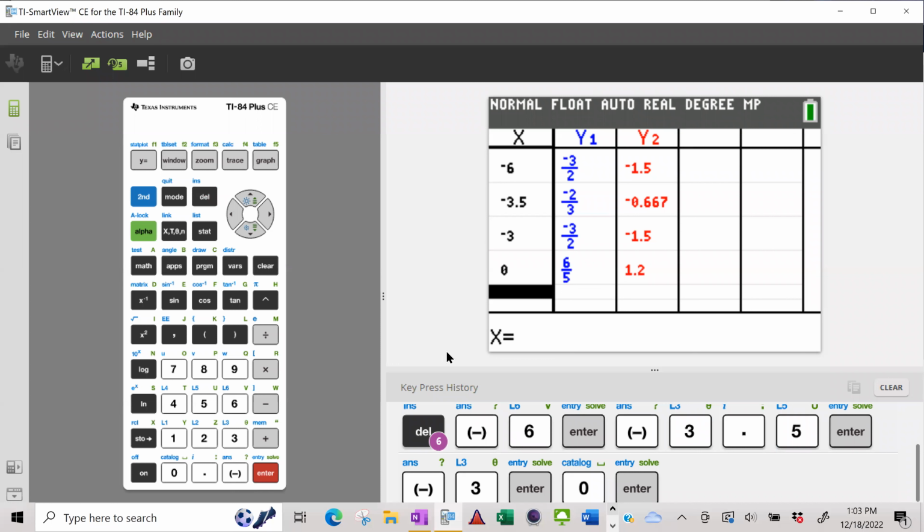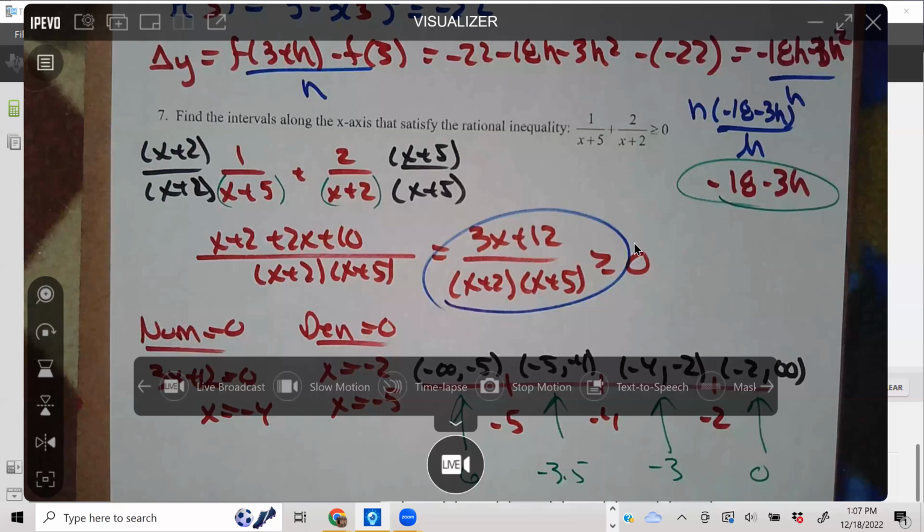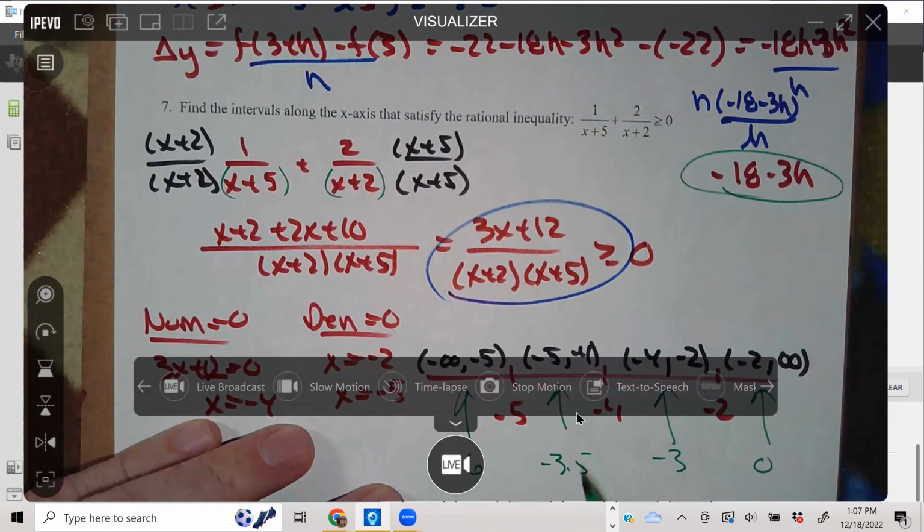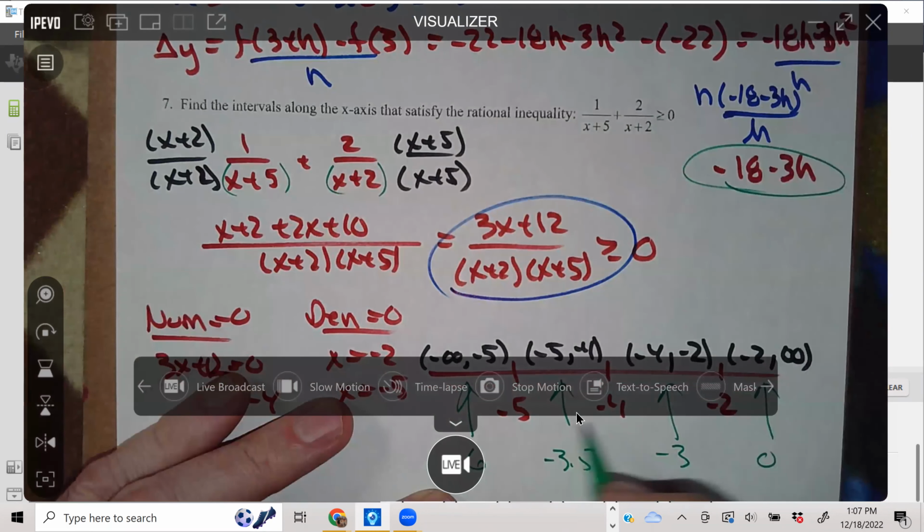Yay. So it goes negative. Let's see, that's weird. Negative, negative, negative, and then positive. Something looks wrong there. So the problem is that I wasn't paying attention. -3.5 is not between -5 and -4.